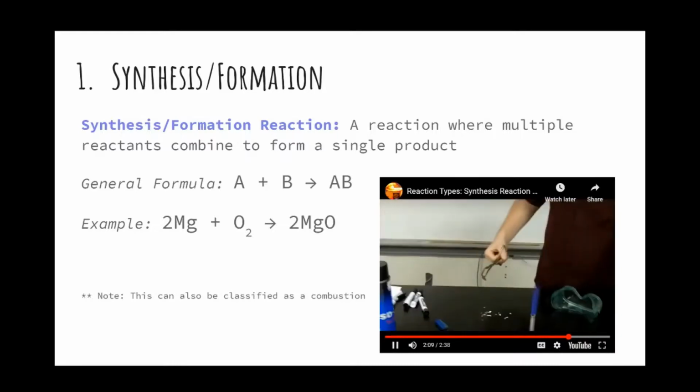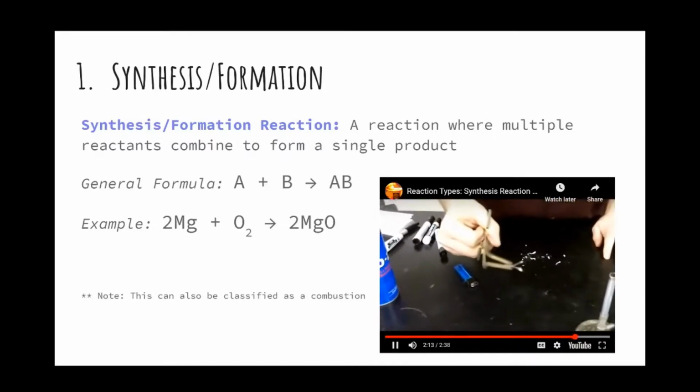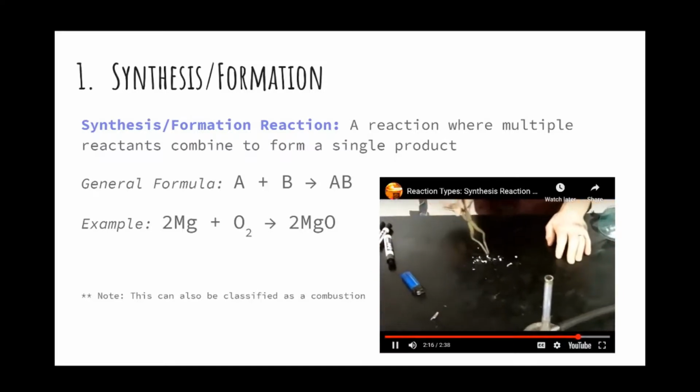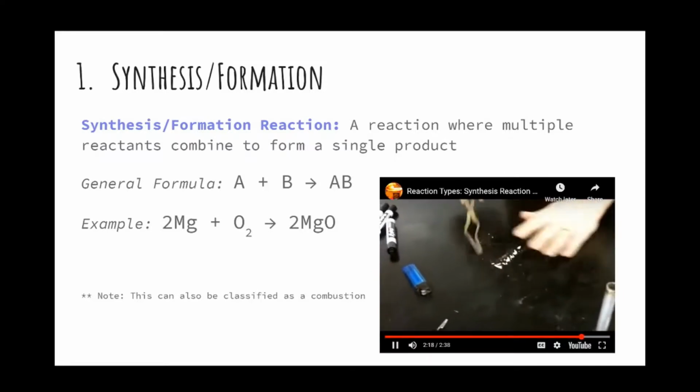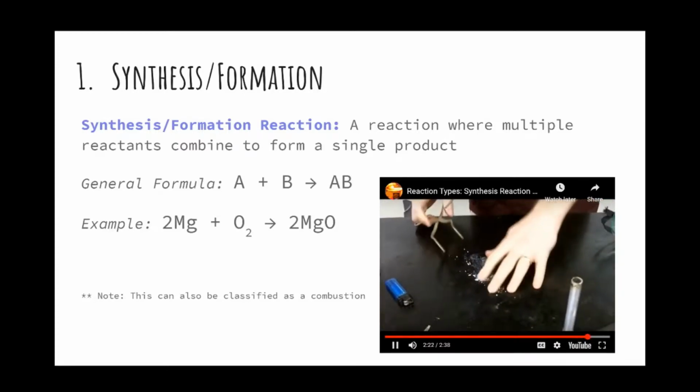We got, so there's the magnesium that is left that did not burn. And down here you can see this, we might just call it ash because it's crumbly stuff. It's almost like chalk. That is the magnesium oxide.